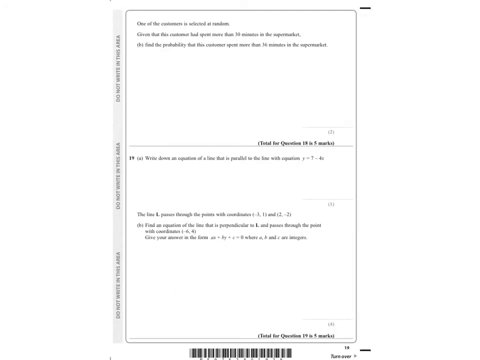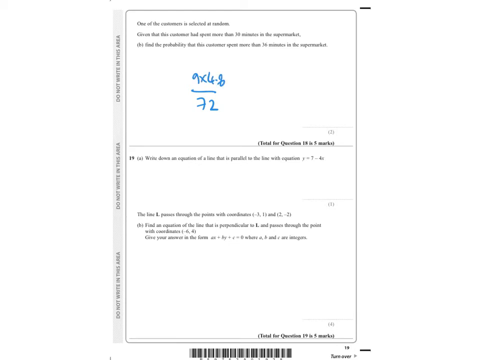The next part of the question says, given that one of the customers is selected at random, given that this customer had spent more than 30 minutes in the supermarket, find the probability that this customer spent more than 36 minutes in the supermarket. So first of all, we need to find out how many spent more than 30 minutes. Okay. And then find the probability that this customer spent more than 36.